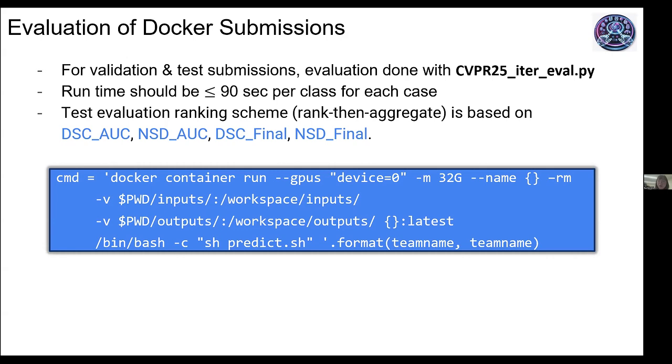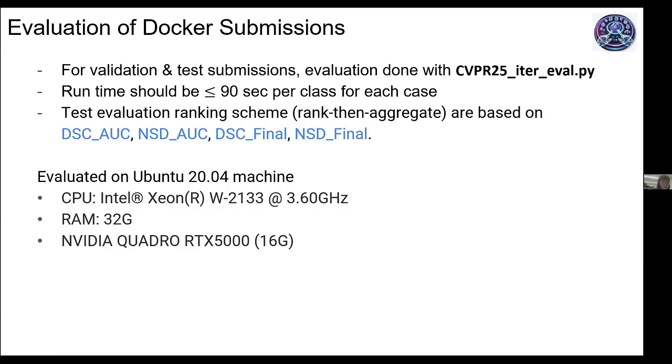If you observe the evaluation script, there is this line of code which shows the command. You will see that the team name should be followed by the latest tag. If this fails, your Docker submission will not be successful. Lastly, we will evaluate on an Ubuntu 20.04 machine with a CPU, and we will use an RTX 5000 NVIDIA GPU.